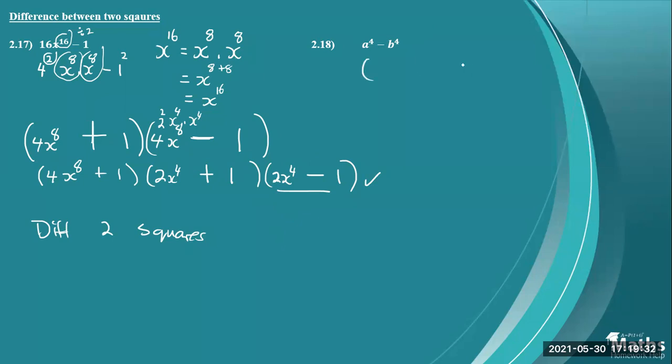Right, this one, it's an even number. So I told you, what do you do with the exponents? You divide the exponents by 2. So 4 divided by 2 will be 2. So that's how we expand it. So this will be a squared and a squared, b squared and b squared, and you put a plus and a minus.